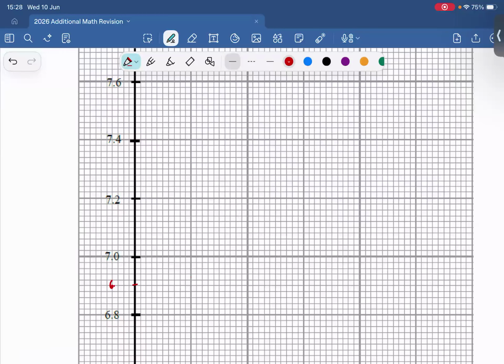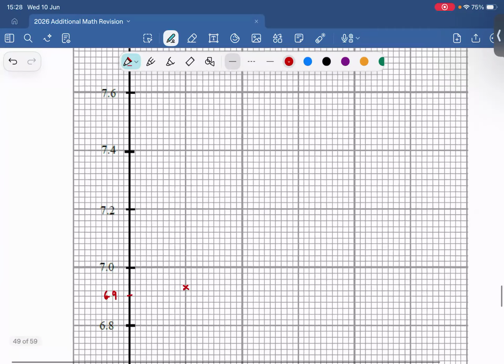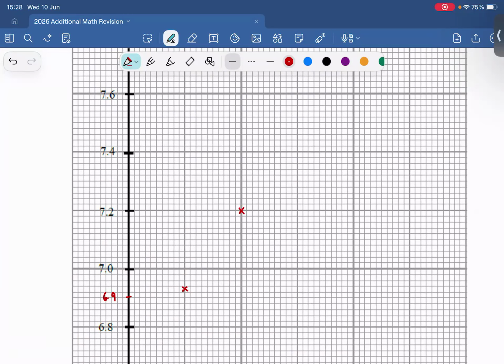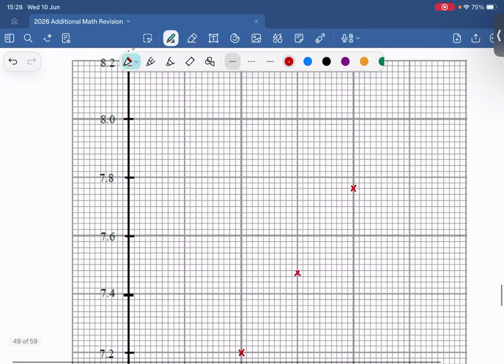6.9 is here. 6.92, 6.93, 7.2. 7.47, 7.42, 46, 47. 8 is 7.76. 10 is 8.04.